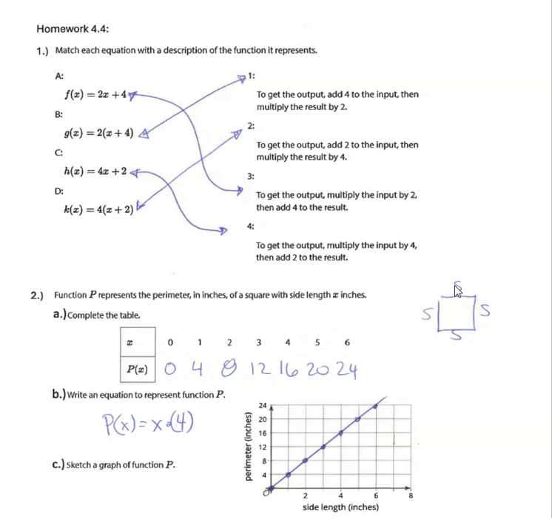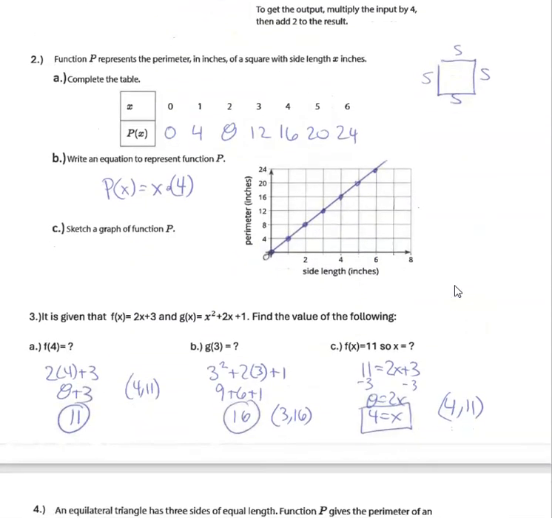Let's make sure all this is correct because I'm the king of messing things up. Let's see, to get the output, multiply the input by 2 and then add 4. I agree with my answer for A. The next one says, get the output, add 4 to the input, and then multiply by 2. That is correct. The next one is going to be to get the output, multiply the input by 2, then add 4. That one would be correct as A, so I got them all correct.